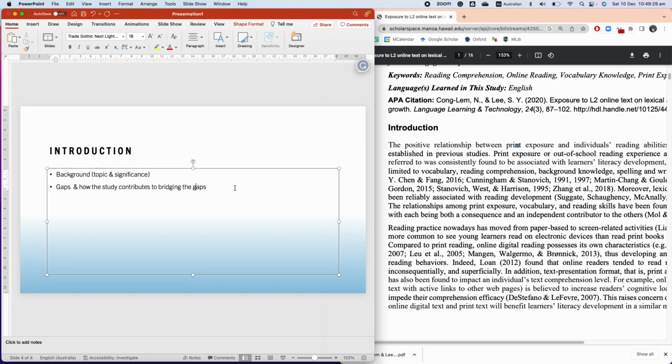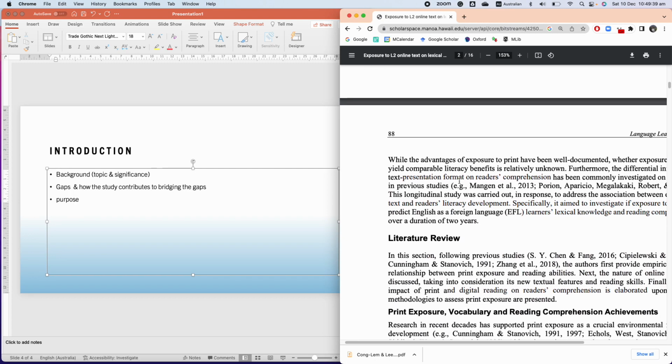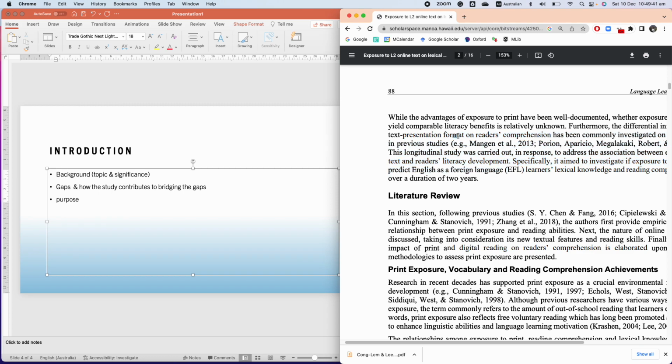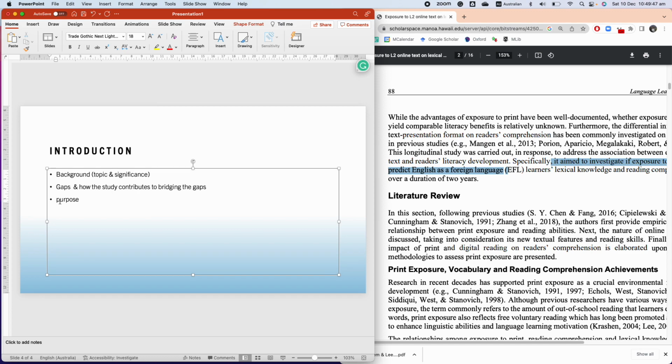Right. The next thing you want to do is talk a little bit about the purposes. Now, what exactly are you trying to do in your study? For example, I say, I aim to investigate blah blah blah. So what is the purpose of your study?